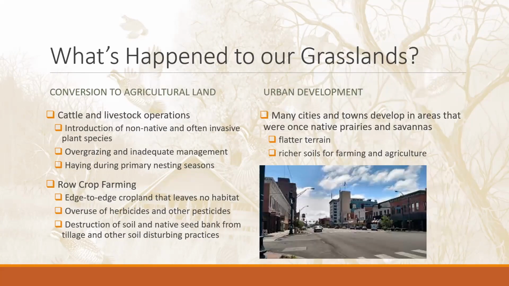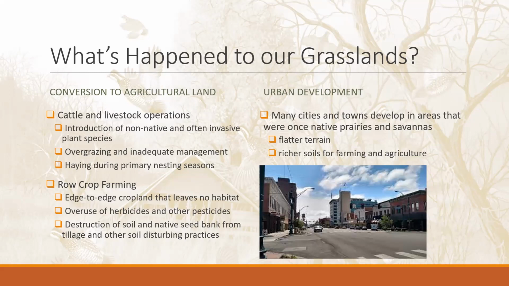So now let's take a look at what's happened to our grasslands. Over the last several decades, we have seen a drastic decline in many of our wildlife species. We've also seen a drastic decline in grassland acres across the state. These two phenomena are directly related to one another. As we lose our grasslands, so too do we lose the diversity of wildlife that are dependent on these ecosystems.